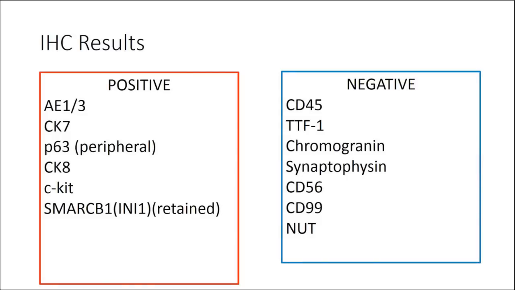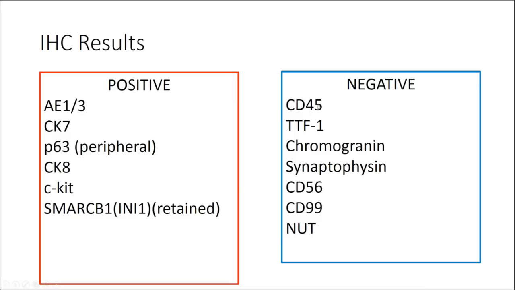But the thing I think that we would start to do would be some immunohistochemistry to categorize. And so this was from one of my colleagues that worked up this case. They originally did some stains to help them think about, could this be an adenoid cystic carcinoma, or could this be some other type of carcinoma? It was positive for keratins, had peripheral staining with P63, and was also positive for cytokeratin 8, as well as c-KIT. And we'll talk a little bit more about SMARCB1, but that was retained, and that's a normal expression pattern.